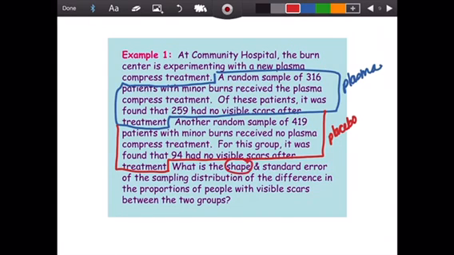Well, if we're looking for shape, that's when we're talking about normal, skewed left, skewed right, uniform. Remember that standard error is simply our standard deviation when we're looking at sample data. So let's calculate the shape and the standard error for this sampling distribution. Well, the first thing we need to do is see if this distribution is normally distributed.